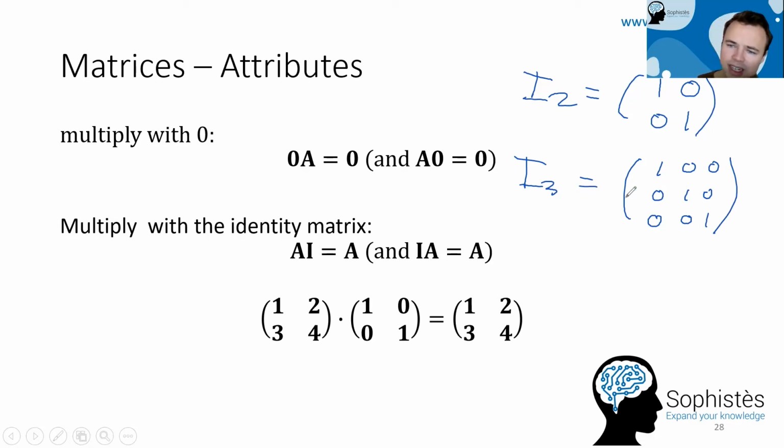You can basically see the identity matrix as the 1 from linear algebra. For example, if you multiply a number times 1, you just get that same number, right? The same holds for matrices. If you multiply a matrix with the identity matrix, you just get that same matrix, just like here. And I will show you that with an example.